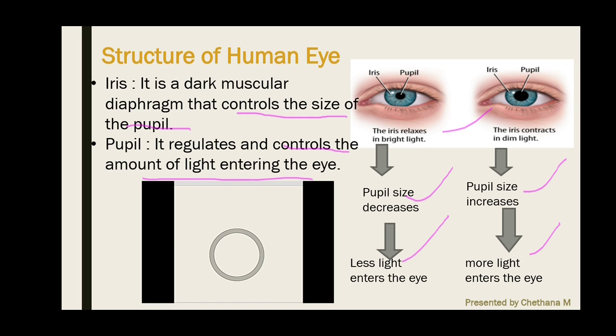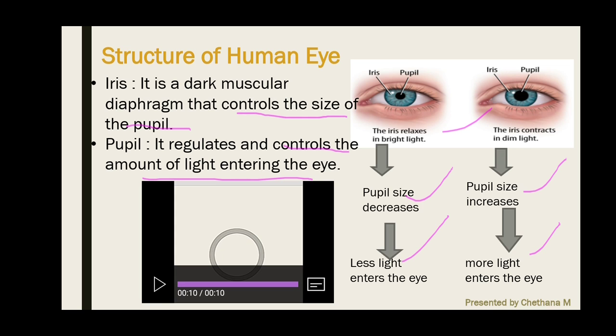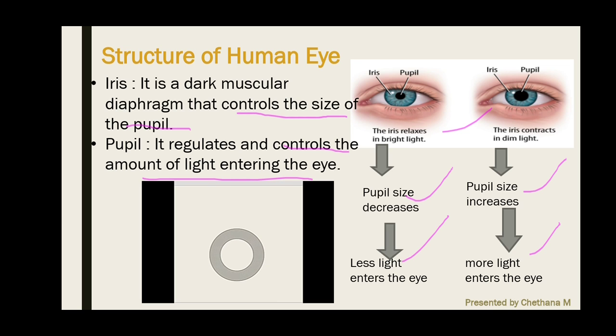In this video, if you consider the grey colored circle as the iris and in between that there is the pupil, if the iris comes close, the size of the pupil will decrease. If the iris moves away, the size of the pupil will increase. So in this way, the iris controls the size of the pupil and the pupil controls the amount of light that is entering into the eye.